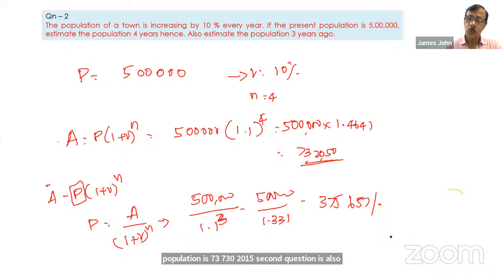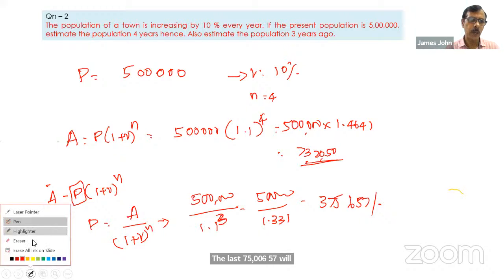The second question is to estimate the population 3 years ago. So that means you have to calculate P. The A is 5 lakh. What would have been the population 3 years before? For that, you apply the A by (1 plus R) raised to N formula, and you will get 3,75,657. We'll move on to the next question.